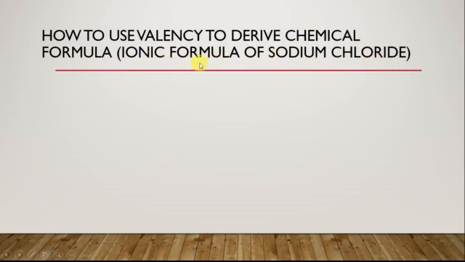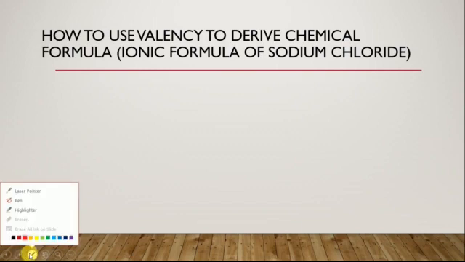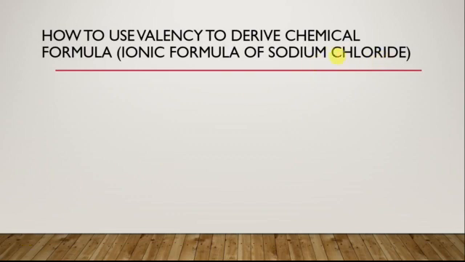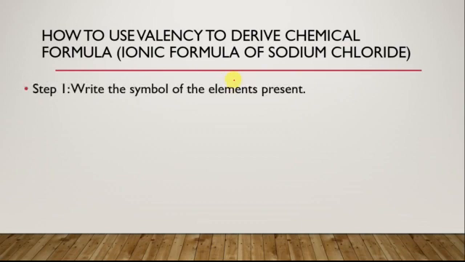Students, here I have used the word ionic formula because sodium chloride, like we have seen, forms ions. Sodium forms the Na plus ion, and chloride, that is chlorine, forms Cl minus ions. So as the formation of ions is taking place to form sodium chloride, we also call it the ionic formula. So now let us understand this step by step, starting with the first step.